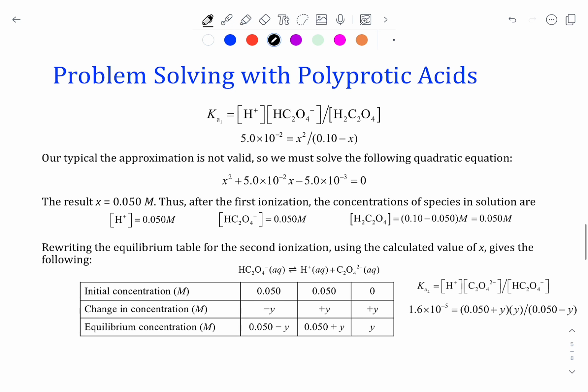So here's everything that I just wrote. We have our Ka expression, we have our quadratic form. You can use the quadratic equation or your solver button on your calculator in order to solve for x, but essentially what we get is that the H plus concentration and the HC2O4 minus concentration is both 0.05, and then we plug that x into our H2C2O4, our oxalic acid column, to get that its equilibrium concentration is 0.05 molar.